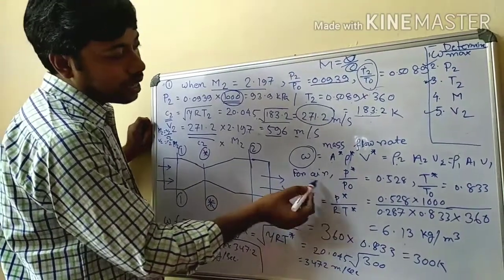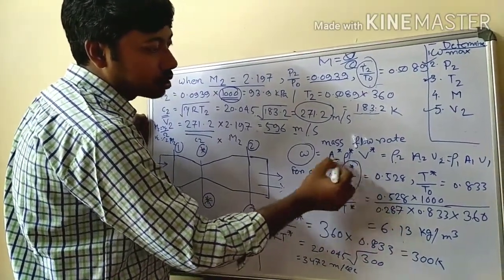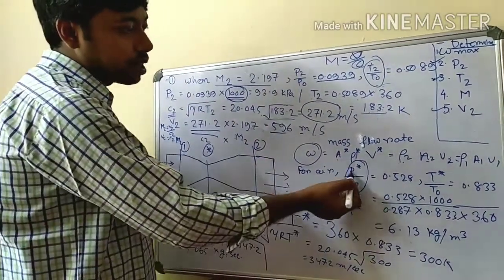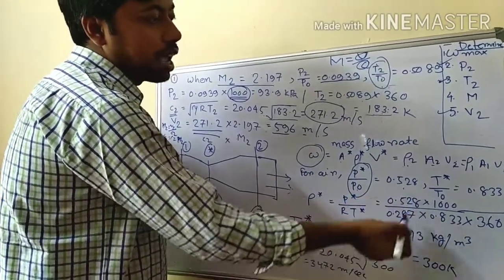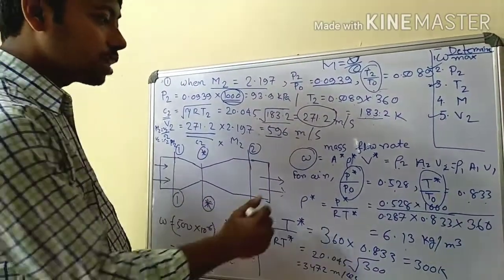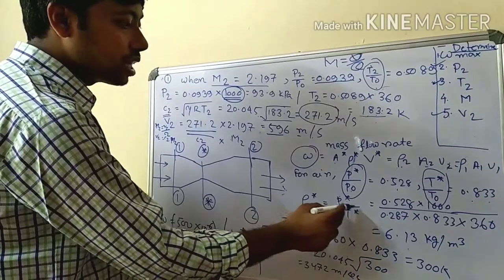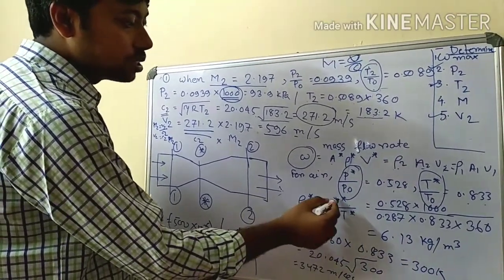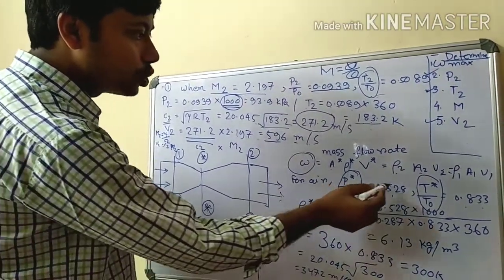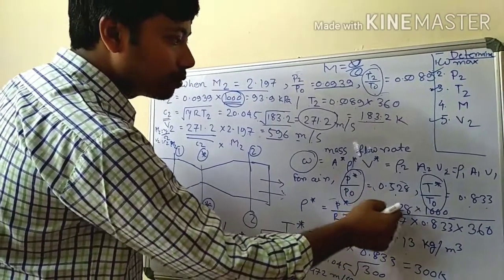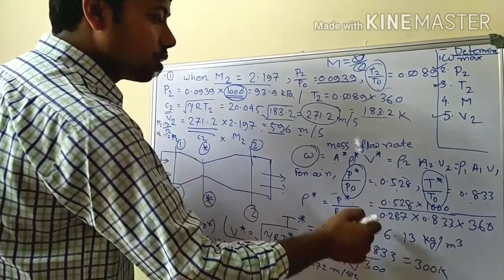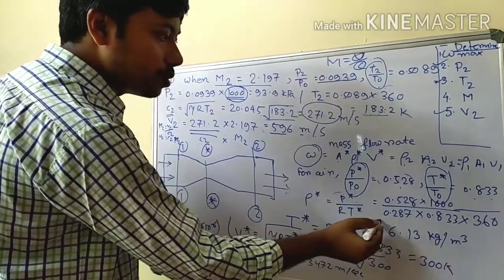Now for air, when you calculate the critical properties with the relationship of stagnation pressure, you get P star by P0 for air as 0.528, and T star by T0 is equal to 0.833. Now from that, if you calculate rho star, rho star is equal to P star divided by R T star. P star is equal to 0.528 into P0. P0 means the stagnation pressure, which in this numerical is given as 1000, divided by R, where the value of R is 0.287, into T star.